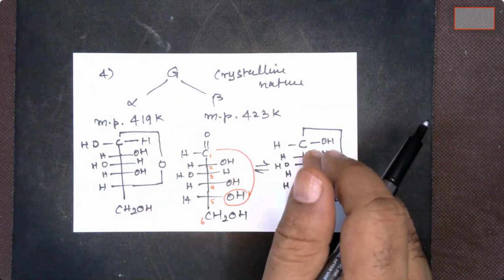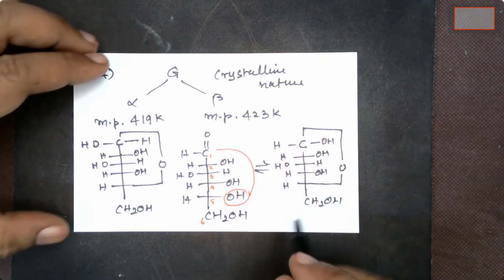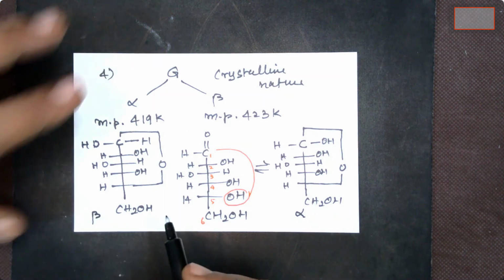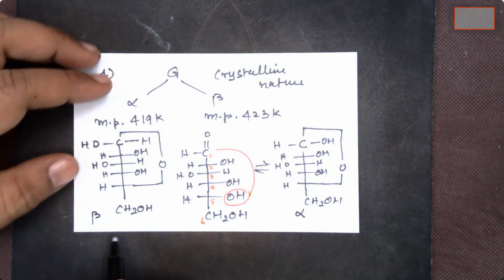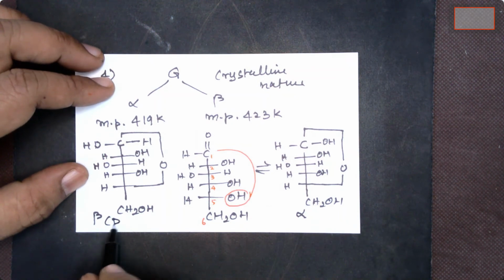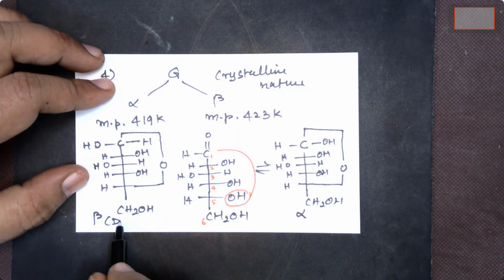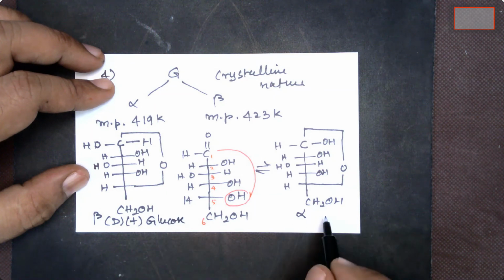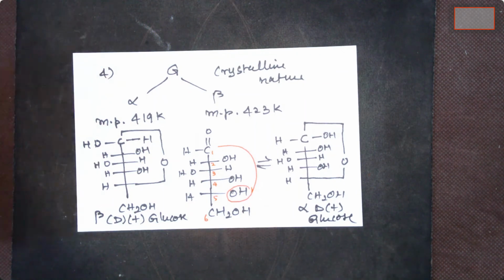So when the OH on the first carbon atom is on the right side, it is called alpha glucose, and this is called beta glucose. Are you able to follow? So how should it be named? Beta-D-plus glucose. And what about this? Alpha-D-plus glucose. Likewise, we are able to get the two cyclic hemiacetal forms.